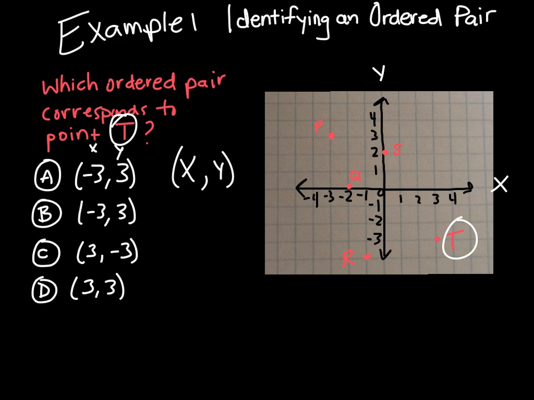Okay. So we're going to start with A, which is negative 3, 3. If it was negative 3, we would automatically go to the left. So we know that our T is to the right. That would eliminate any of the choices that had negative 3 first. So if our X value is negative 3, that will not work. So that gets rid of A and B for us.